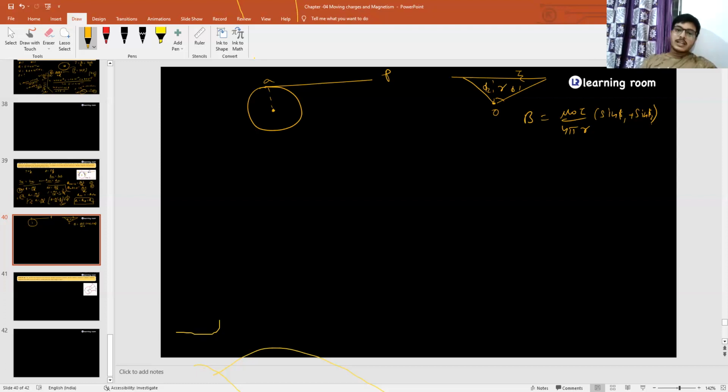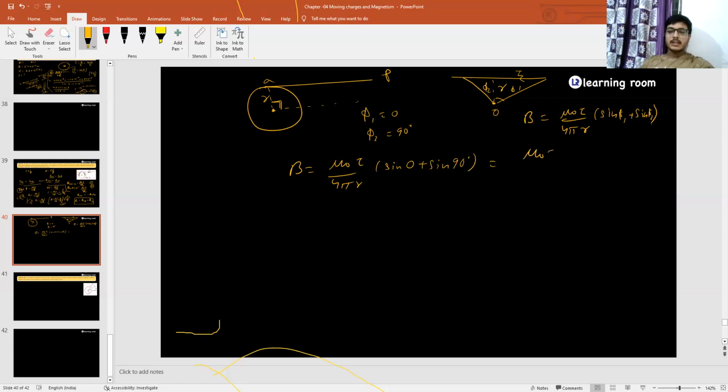So in this case, the left hand side, the angle is 0. And right hand side, since this is coming from infinity, the angle will be nearly 90 degree, because this line has to join the infinity, and that it can never do. So phi 1 is 0, phi 2 is 90 degree. If you put that value, B will be mu naught I upon 4 pi r, where r is the radius here, sine of 0 plus sine of 90 degree. So you get mu naught I upon 4 pi r only, because sine 0 is 0 and sine 90 is 1.